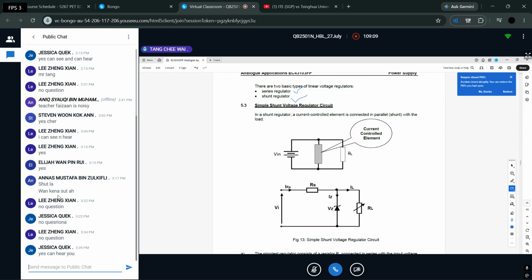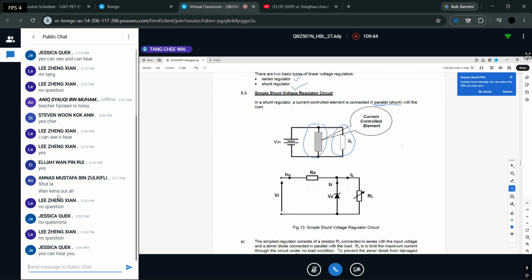In a shunt regulator, the current control element is connected in parallel, just like I mentioned. Parallel is actually referring to this: the control element is parallel to your load. This is your load, RL. That's what they mean. If this is the arrangement or connection, we call it a shunt voltage regulator. The word shunt, I repeat, you can take it to mean parallel.